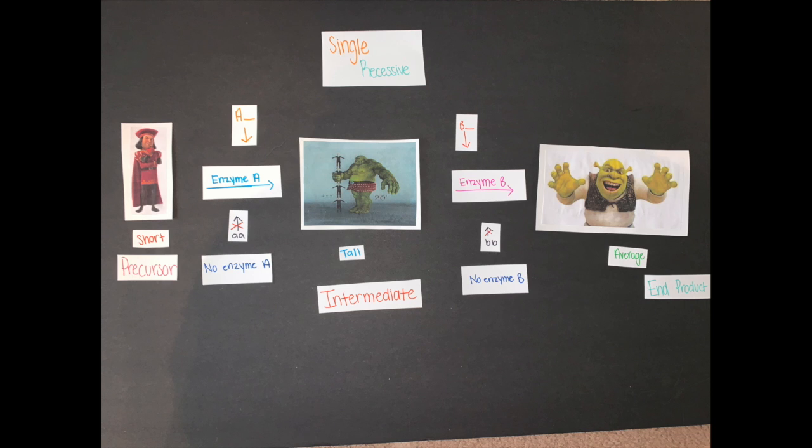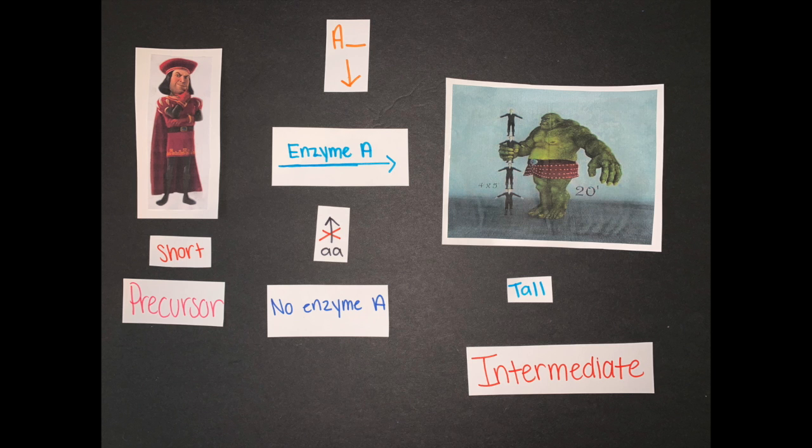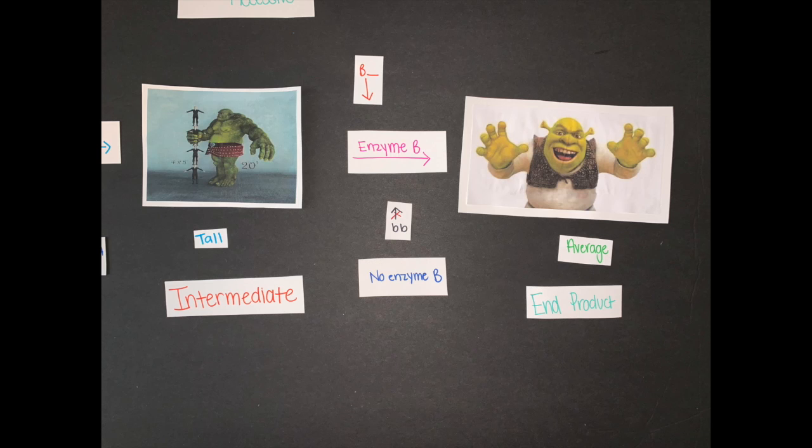Now let's look at the biochemical pathway. It reads short, enzyme A, tall, enzyme B, average. Short will be the precursor, tall will be the intermediate, and average height will be the end product. Let's look at the arrow between short and tall. That arrow holds the enzyme A, which is responsible for it going from short to tall. And it has to have big A dash, which means the dash can be little a or big A to move forward to tall. If there is just little a, then it stays at the short.